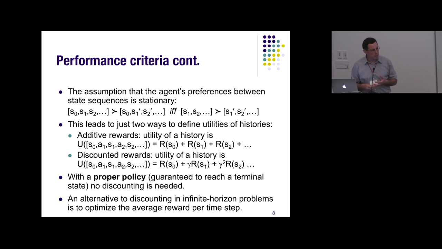There is an alternative to discounting, not different discounting, but an alternative, and that's the average reward model. So you can say, I want to optimize the average reward per time step with no discounting. It solves the problem of, if you operate over infinite horizon, you can still talk about average reward per time step, and this plan is better than that plan.